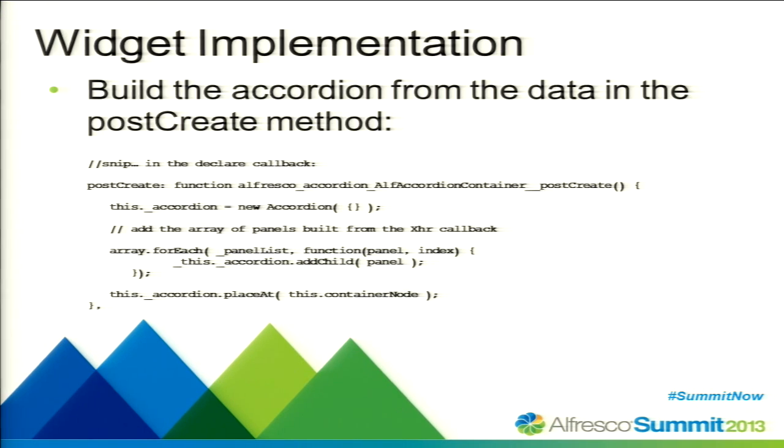Postcreate gets fired pretty much all the way at the end after everything has been created, so that's where you can actually interactively define things into your DOM model. And so I'm building an accordion here, so that's actually making an instance of the widget that I define. And then I loop through the array of content panes that I built up for my XHR call, add them to the HTML that I've pulled in for the template, and then the container node is actually a special directive that has to do with the way the template is set up.